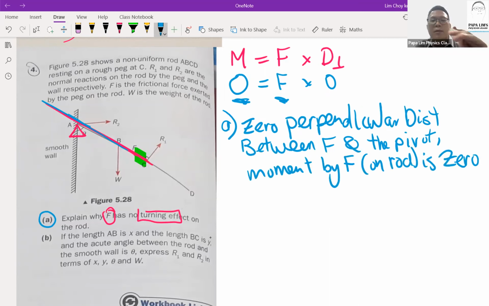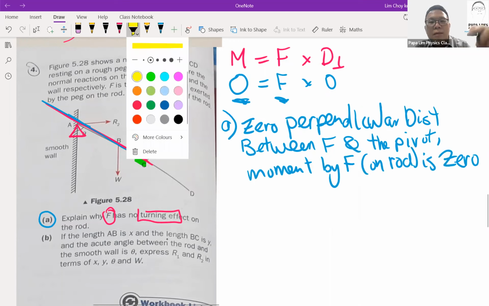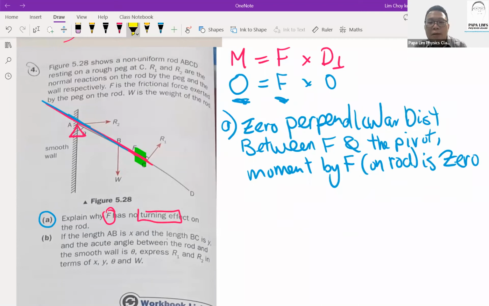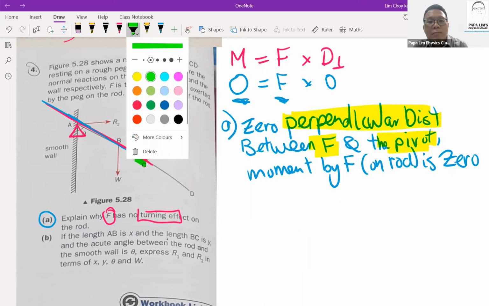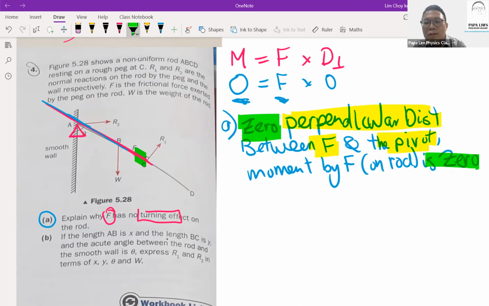If you look at the phrasing of this answer, the keywords that I always tell students to write, to tell the marker that the students know what moments, or turning effects, are, is to write the correct keywords, which is perpendicular distance here. And what we are interested in is the perpendicular distance between the force and the pivot. Because I have 0 perpendicular distance, my moment about the rod will be 0, or no turning effect.